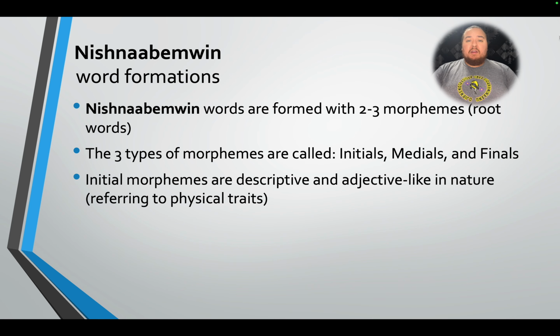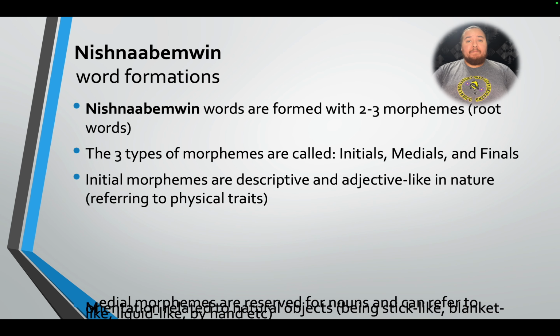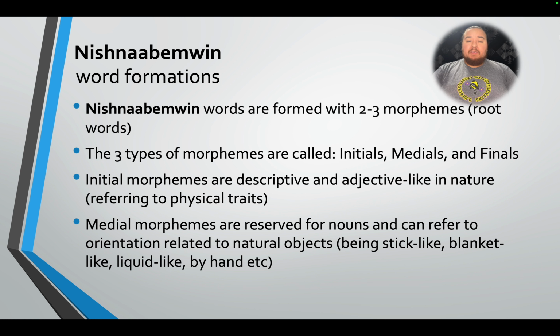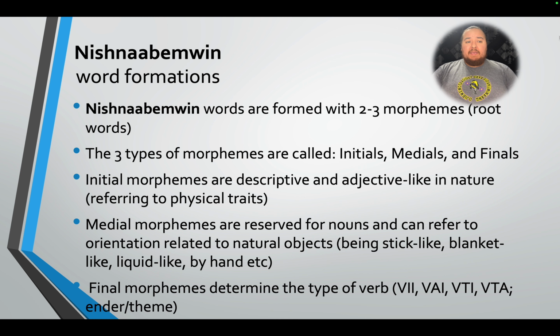Initial morphemes are descriptive and adjective-like in nature, referring to physical traits. Medial morphemes are reserved for nouns and can refer to orientation related to natural objects. That just means something being stick-like, blanket-like, made of liquid, something being done by hand, etc. And our final morphemes determine the type of verb we're using, whether that's VII, VAI, VTI, or VTA, and determine our ender for each type of those verbs.